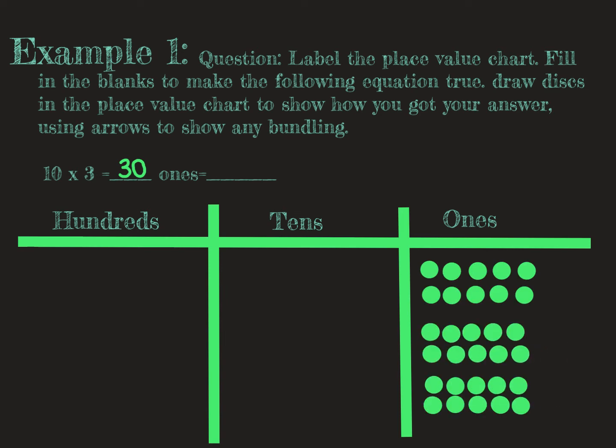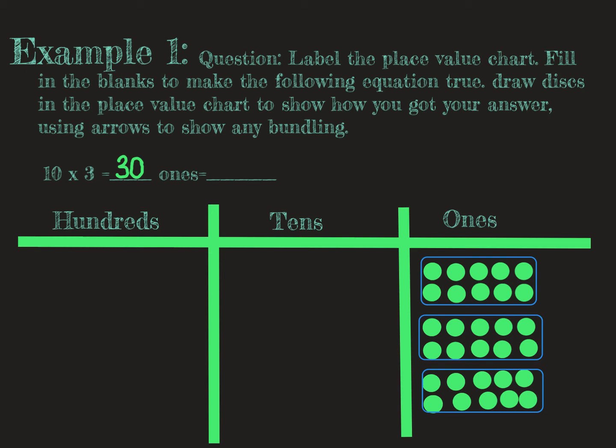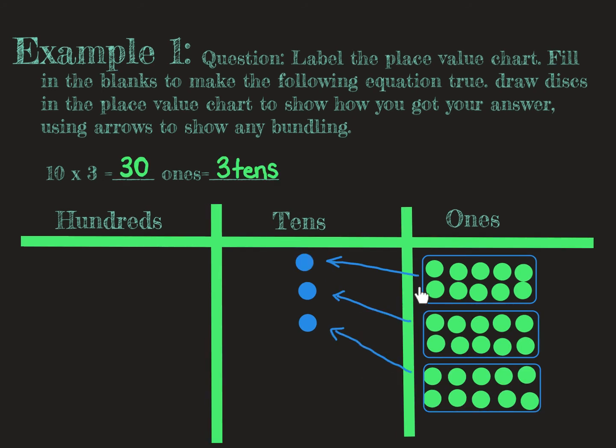Now using this place value chart, when we have 10 of something, we move it over to equal 1 over here. First, we're going to bundle the ones into groups of 10. Now that we have our groups of 10, we are going to bring this bundle over here to equal 10. And we're going to do the same with these two other bundles. As you can see, 30 ones are equal to 3 tens. So 10 times 3 equals 30 ones equals 3 tens.